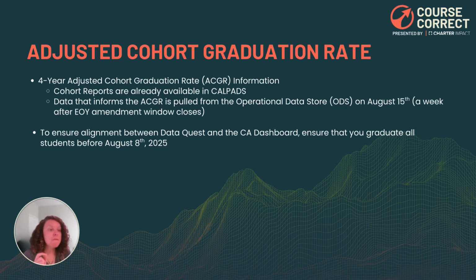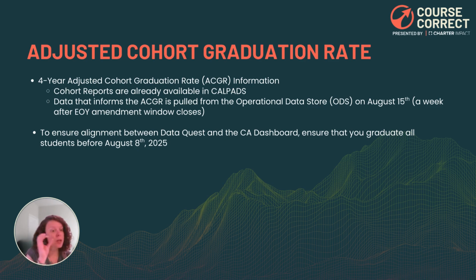But the data that informs the actual final cohort grad rate is pulled from ODS, the operational data store. That data is pulled this year on August the 15th, which is a week after we finish the CALPADS end of year submission. What does that mean? It means if Kat Michels was marked as a graduate on, let's say, August the 10th, I would not have been captured in the EOI3 bucket that we talked about just a second ago, because that bucket was due already and the amendment window closed on the 8th.